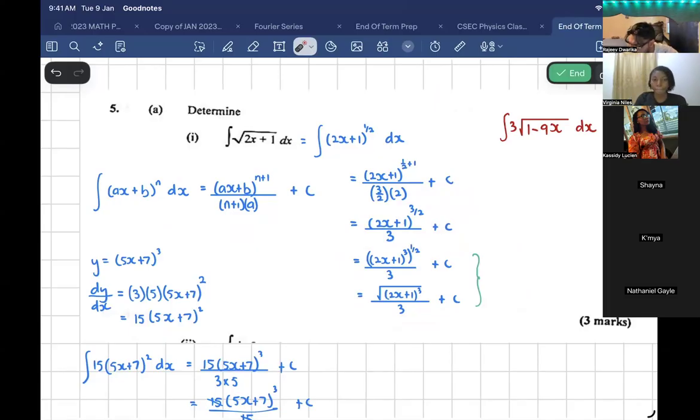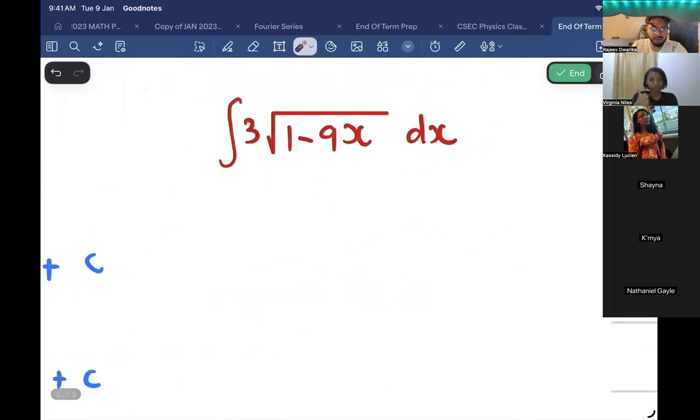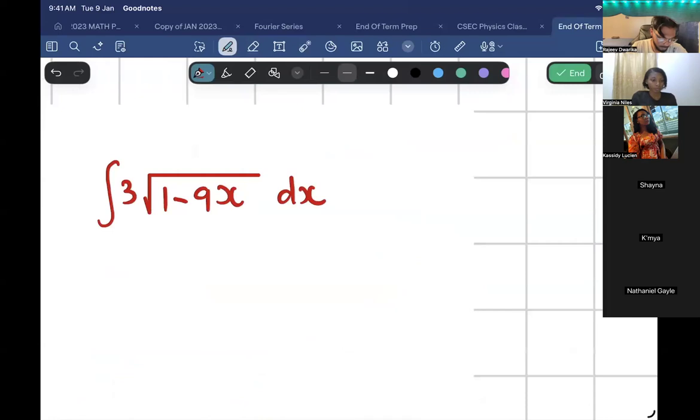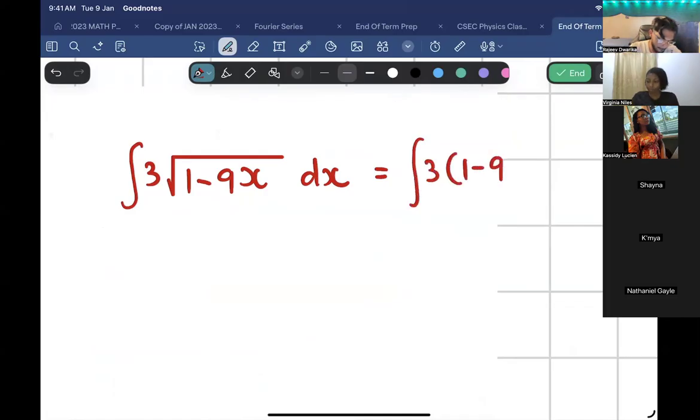Alright, so I'm going to run through the work in here. Cassidy is going to help me with this one. So Cassidy, what is the first step? Well, this is basically 1 minus 9x to the power of 3. Not to the power of 3, this 3 over here is not a cube root. That means we have 3 multiplied by the square root of 1 minus 9x. That's wonderful. So it would be 3 multiplied by brackets 1 minus 9x to the power of a half.